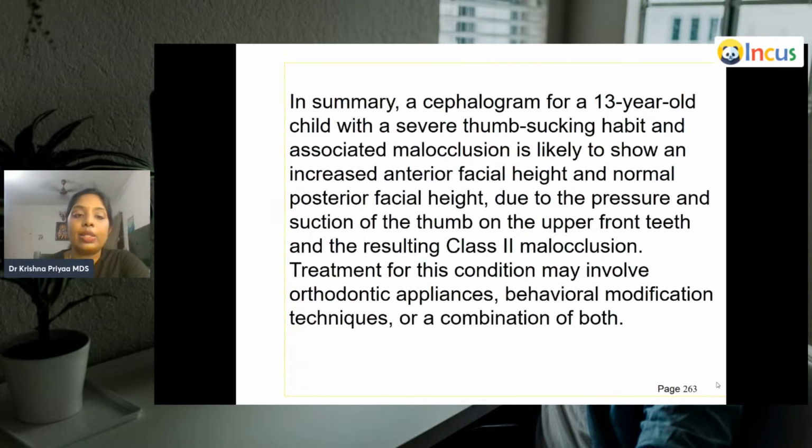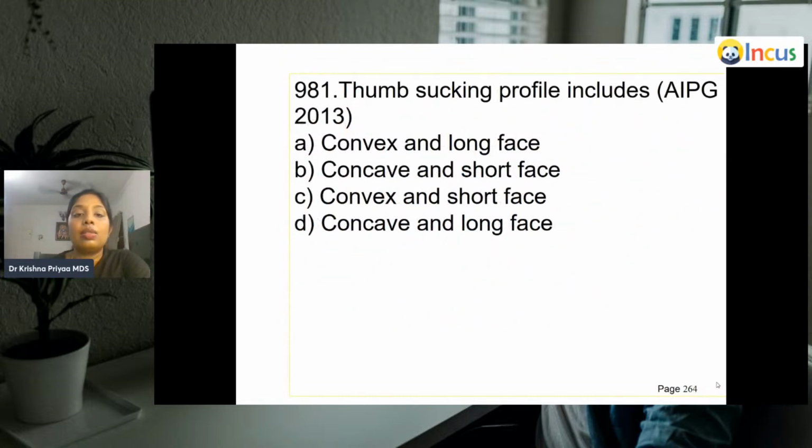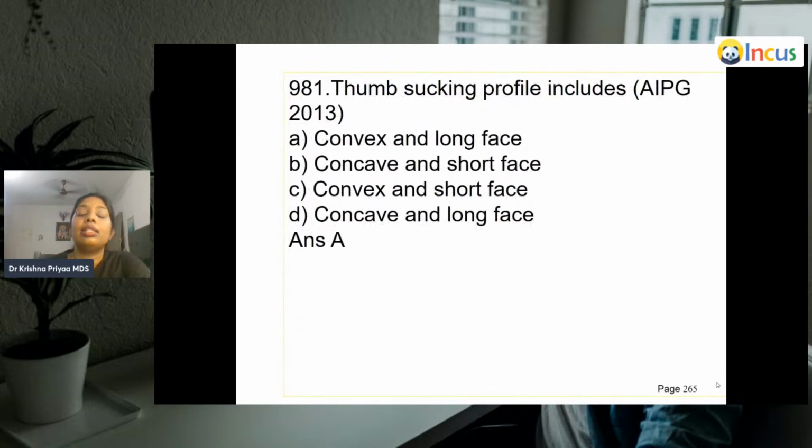So in summary, a severe thumb sucking habit will likely show an increased anterior facial height and a normal posterior facial height because of the suction of the thumb on the upper front teeth, thereby increasing the overjet as well. So the thumb sucking profile options include a convex and long face, concave and short face, convex and short face, and concave and long face. Just now we discussed that it is a long face, so long anterior facial height, and thereby the answer would be convex and long face.